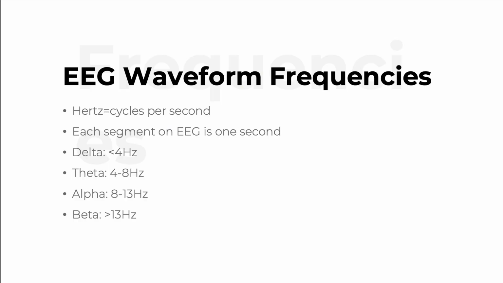Here, I'll review the common EEG waveform frequencies with you. If you recall, delta frequencies are less than 4 Hertz. Theta frequencies are between 4 and 8 Hertz. Alpha frequencies are between 8 and 13 Hertz. And beta frequencies are greater than 13 Hertz. Hertz, again, are cycles per second, and each block on the EEG is 1 second. This concept will play out in a moment, as the posterior dominant rhythm is typically in the alpha spectrum. So remember, the alpha rhythm in particular is 8 to 13 Hertz.